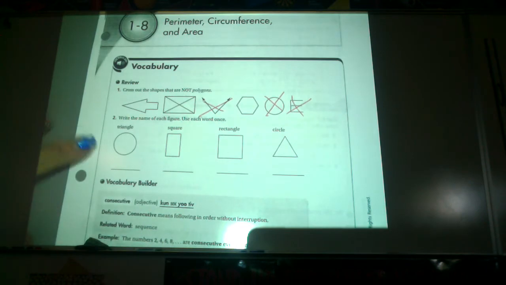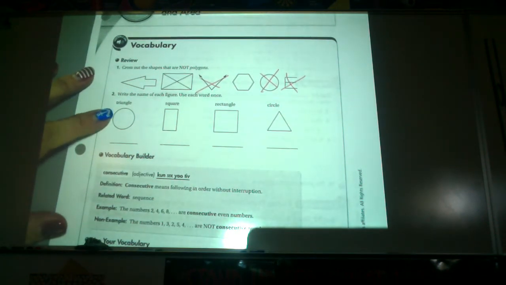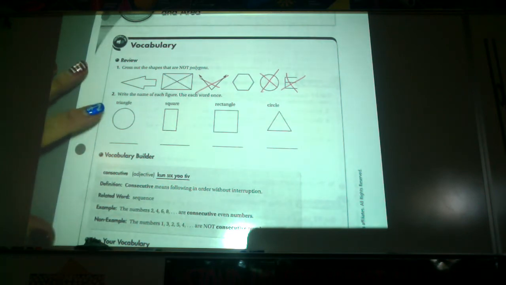So when I was looking at this one originally, it says write the name of each figure. They got the name of the figure above the figure. Is that a triangle? Yeah, that's a triangle. I'm pretty sure we can all name these figures, don't you think? We don't need to really do this one. What is the third one? No, it's not a rectangle.